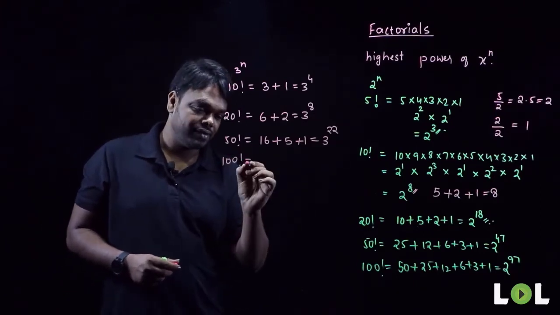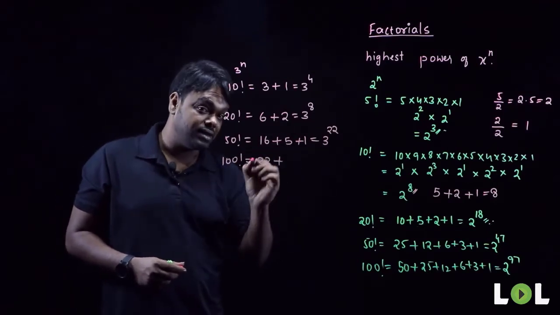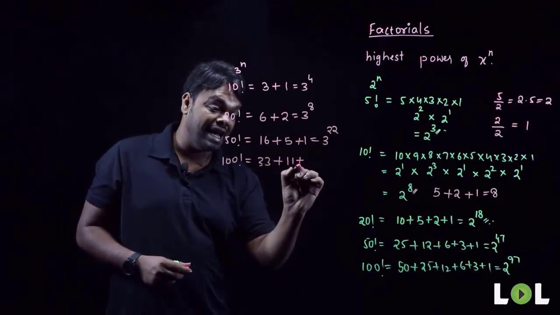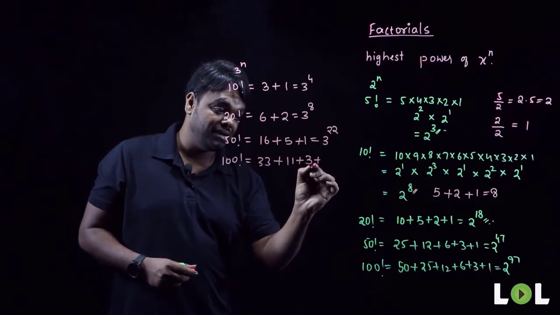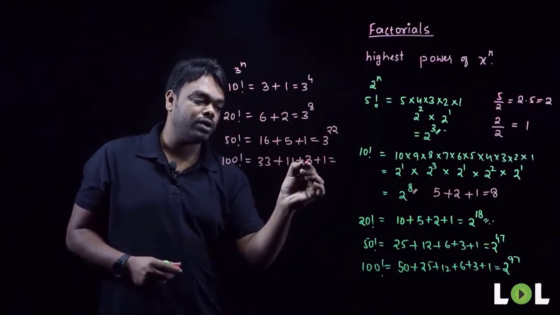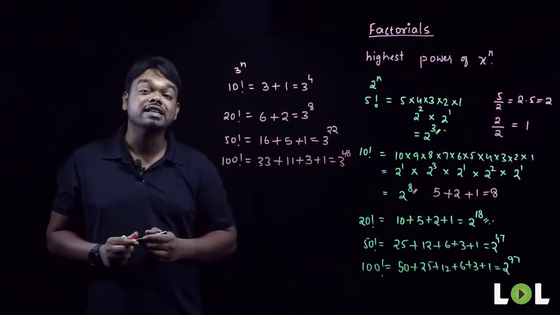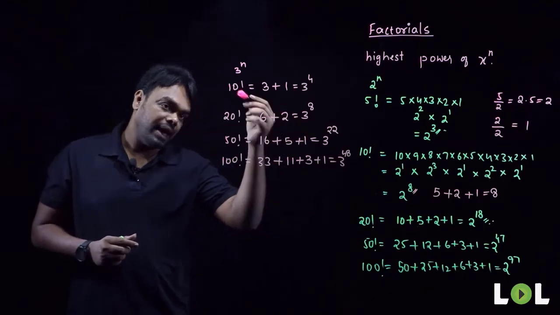If I take 100 factorial. 100 by 3. That should give us 33.333. We will take only 33. 33 by 3 again, 11. 11 by 3, 3. 3 by 3, 1. Altogether 33, 44 plus 4, 3 power 48. So this is how we can calculate highest power of 3 in any given factorial.